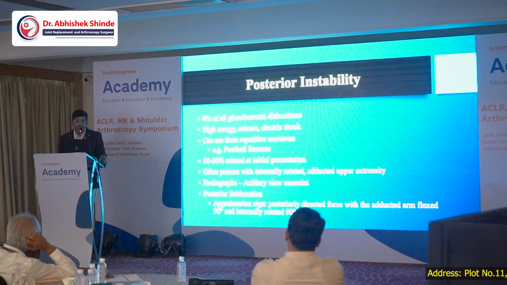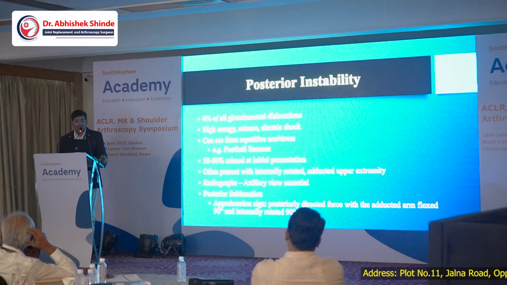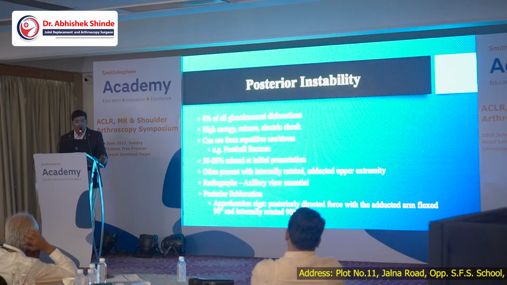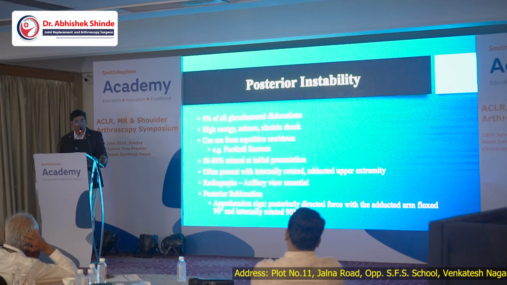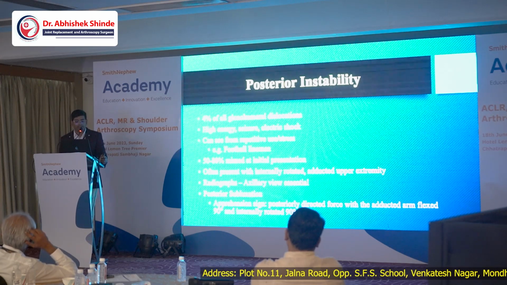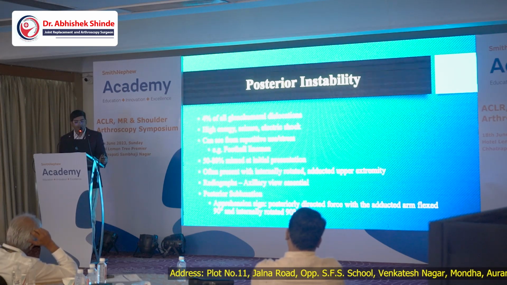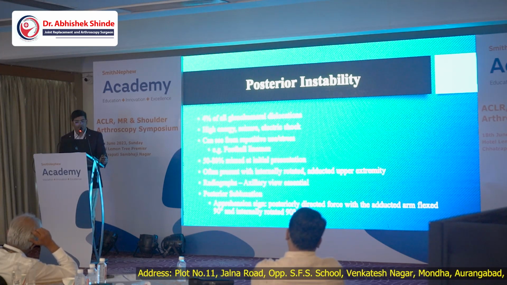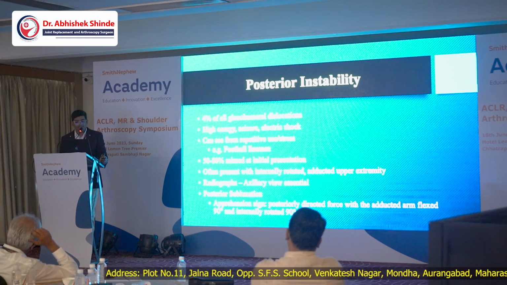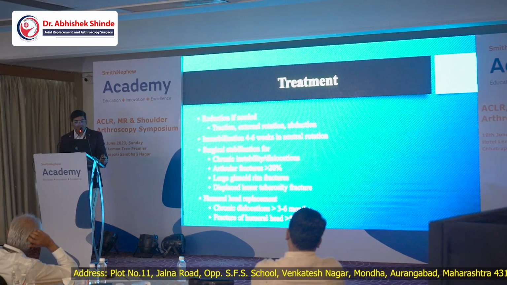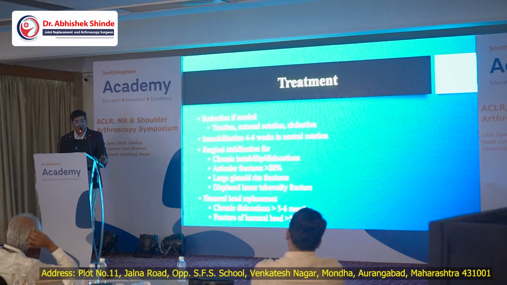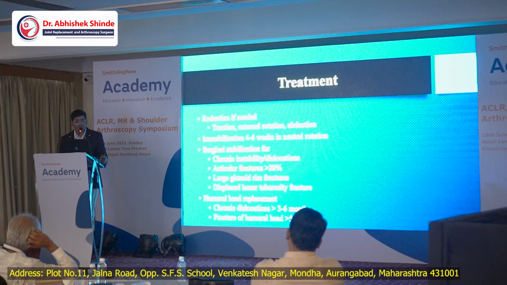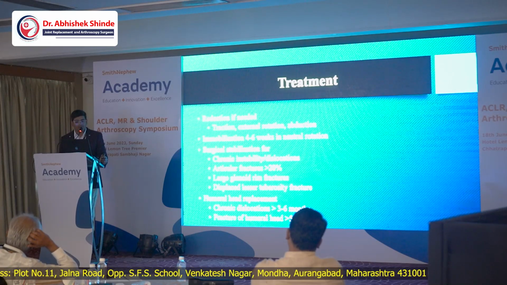So coming to posterior instability, it is 4% of all glenohumeral dislocations. Causes include high energy trauma, seizures, electric shock, and repetitive stress, and 50 to 80% are missed at initial presentation, which often presents with an internally rotated, adducted upper extremity. Radiographs and axillary views are essential. Look for the posterior subluxation apprehension sign.